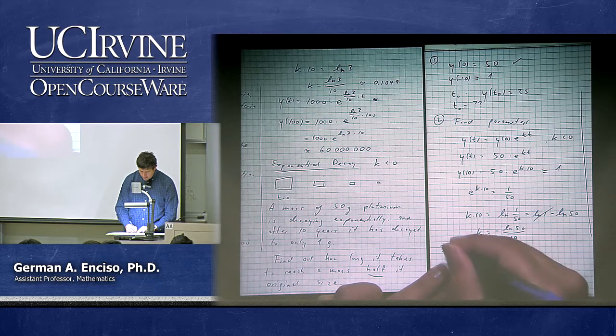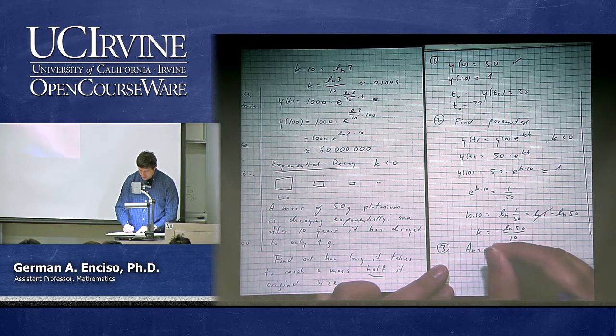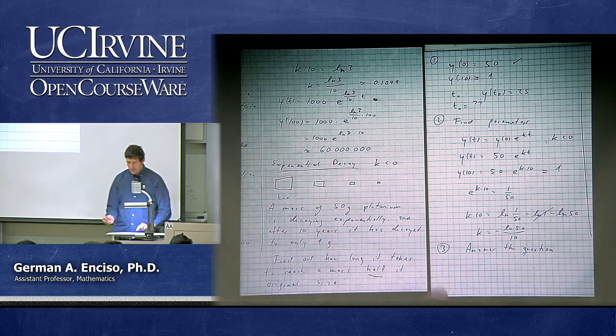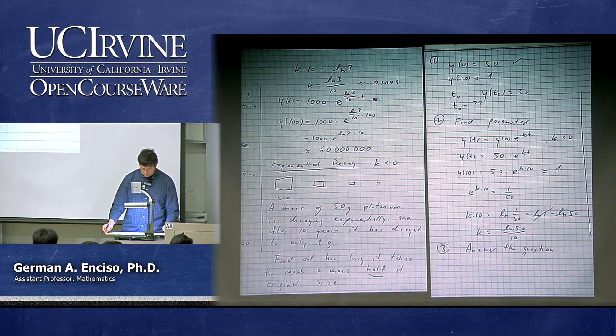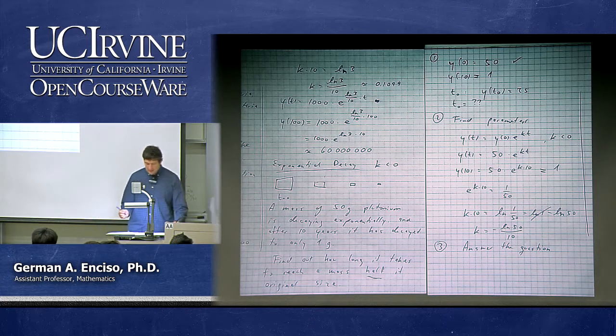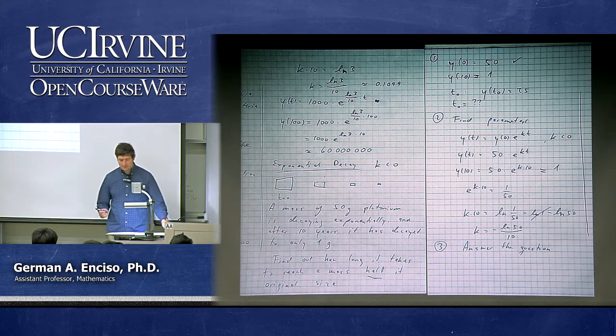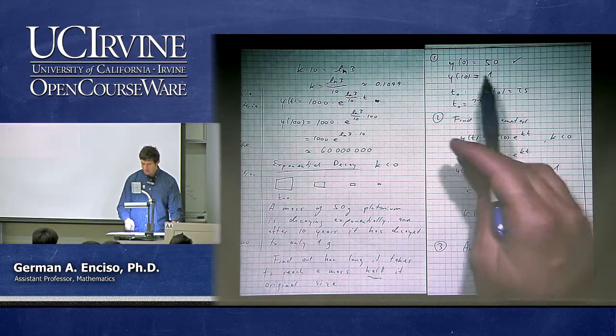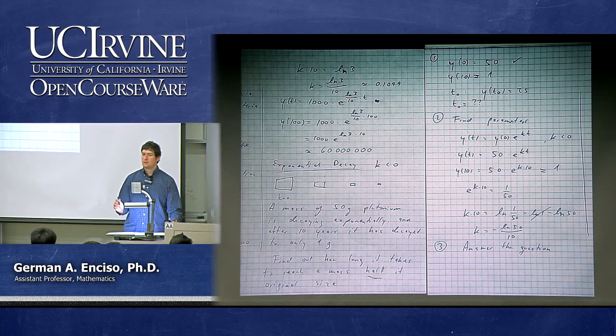And now 3 is answer the question. Now that we have the mass over time, we should be able to figure out the time that it takes to reach half the size. So, any ideas? Now that we have the formula for the mass over time, it's not very hard actually. You just need to think the right way. Yes? Y of 25. That's right. And then what?